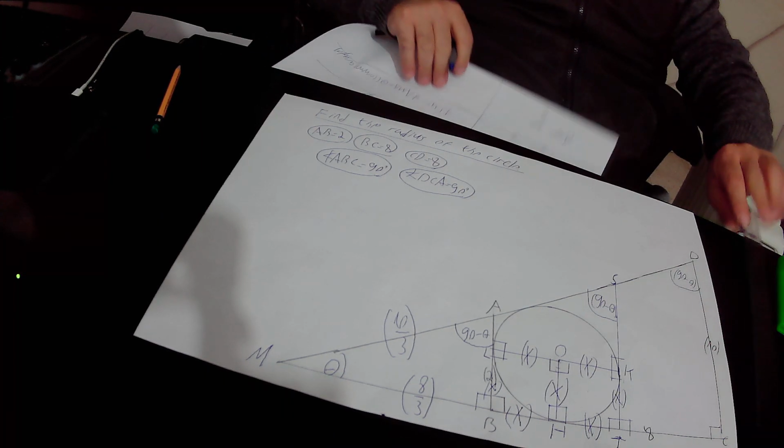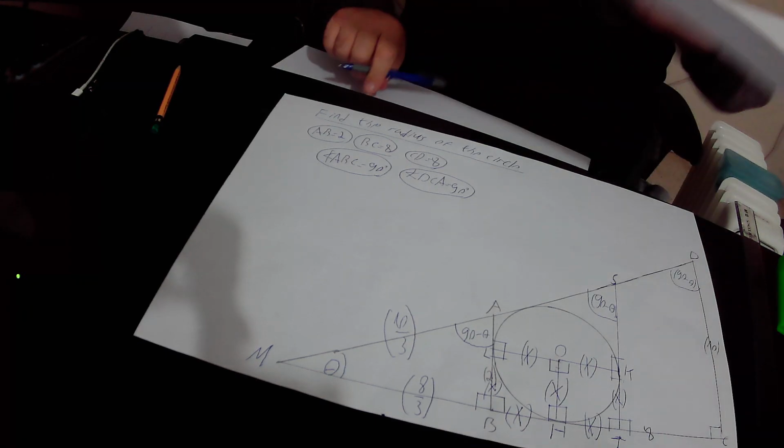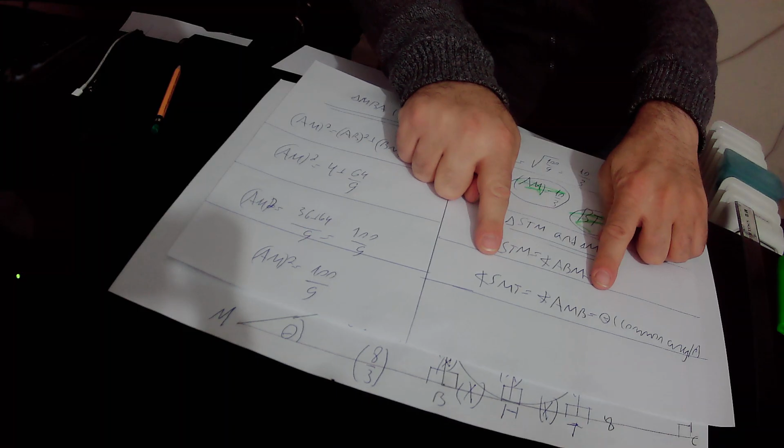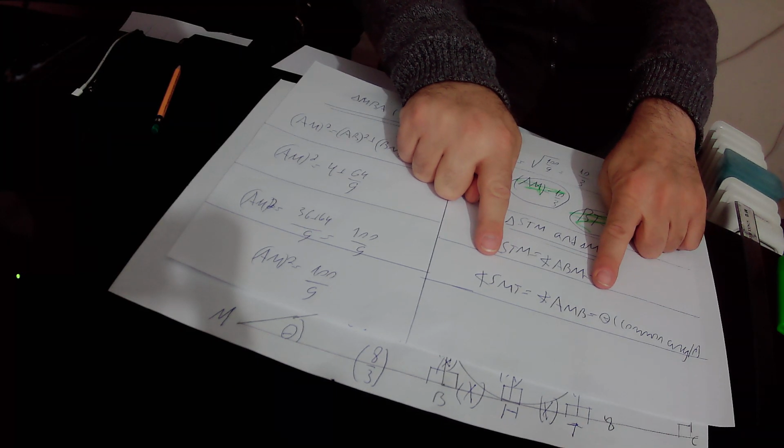Repeat again. This equation means that angle theta equals itself. We just called angle theta by two different names.